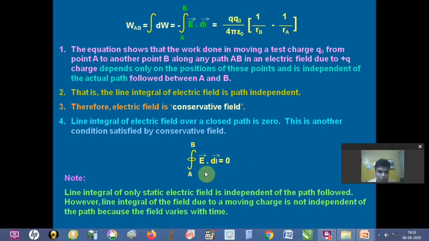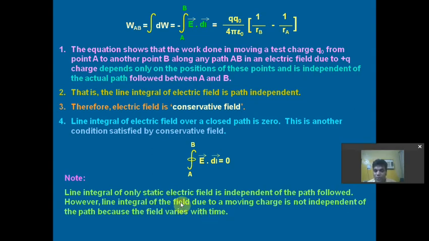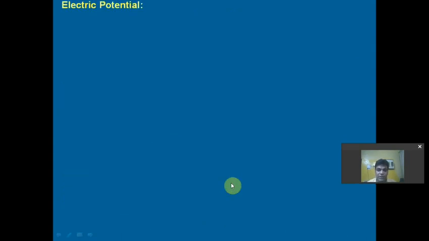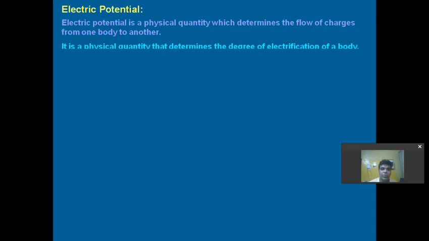That means the line integral of any static electric field is independent of the path followed. However, the line integral of the field due to a moving charge is not independent of the path because the field varies with time. So next is electric potential.